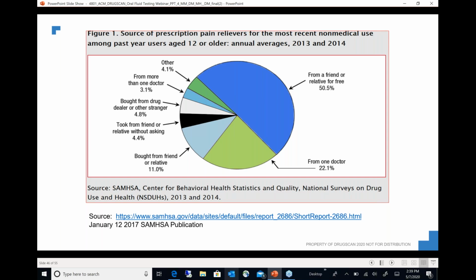4.8% buy the drugs from a drug dealer or another stranger. 3.1% will get them from more than one doctor, and the other 4.1% are many other different reasons. And again, this is interesting data, really at the basis of a lot of the problems we have in the country as far as the drug crisis and diversion of drugs.